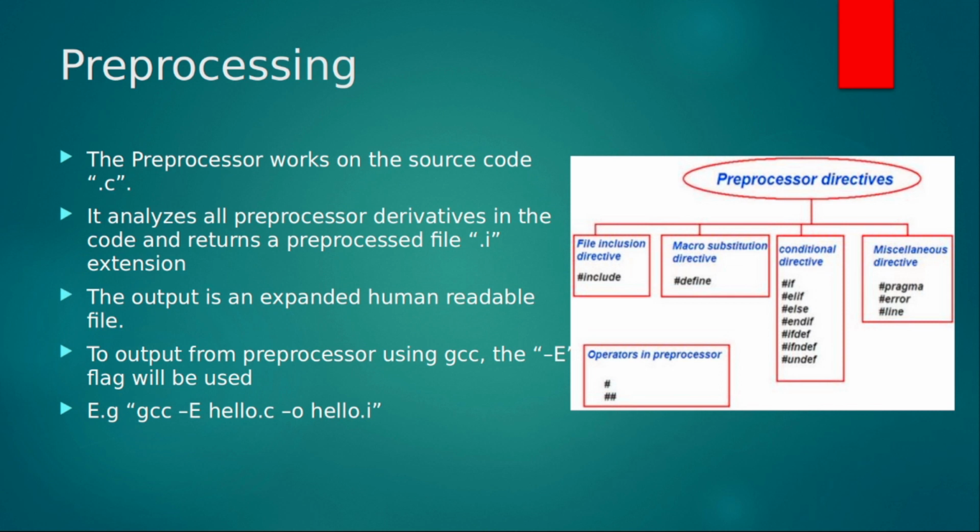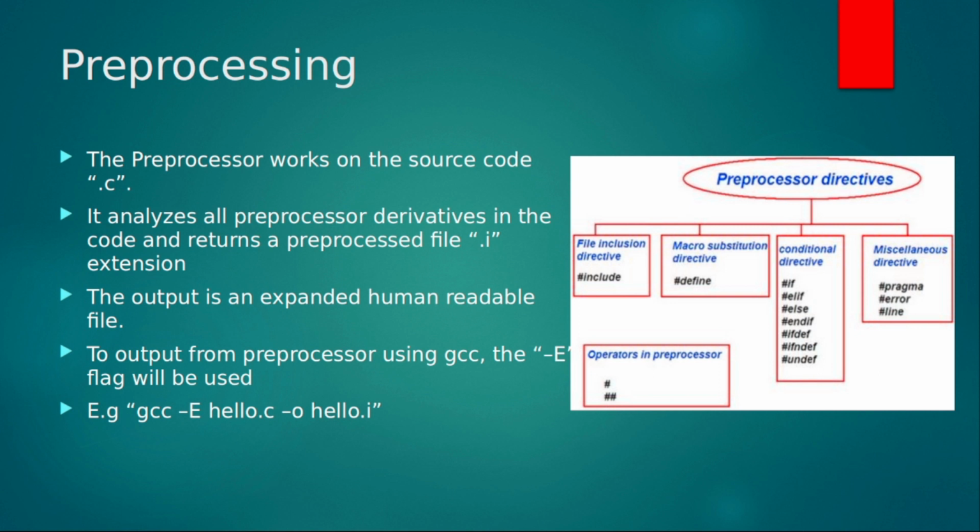The preprocessing. In the preprocessing, the preprocessor works on the source code. Your source code has an extension of .c. So the preprocessor works on that source code first of all. It analyzes the source code and checks for every preprocessor directive in that source code. And then it returns a preprocessed file, which if you want to output it would have a .i extension.